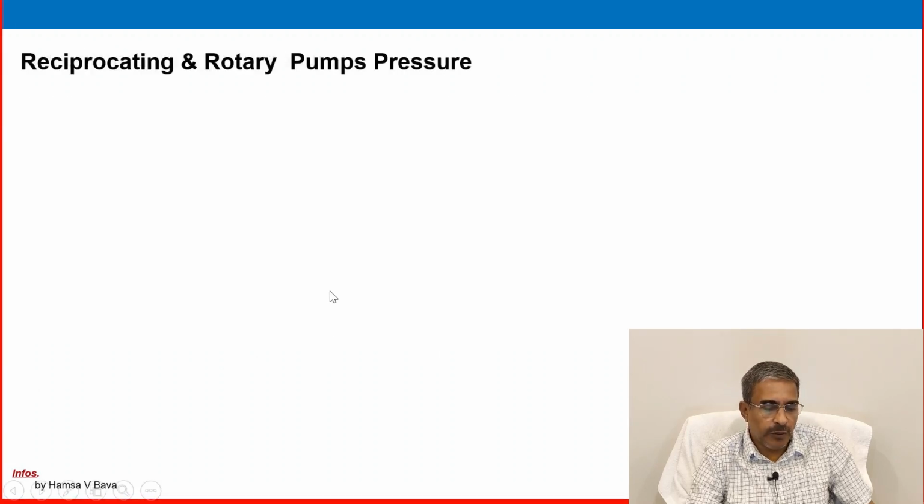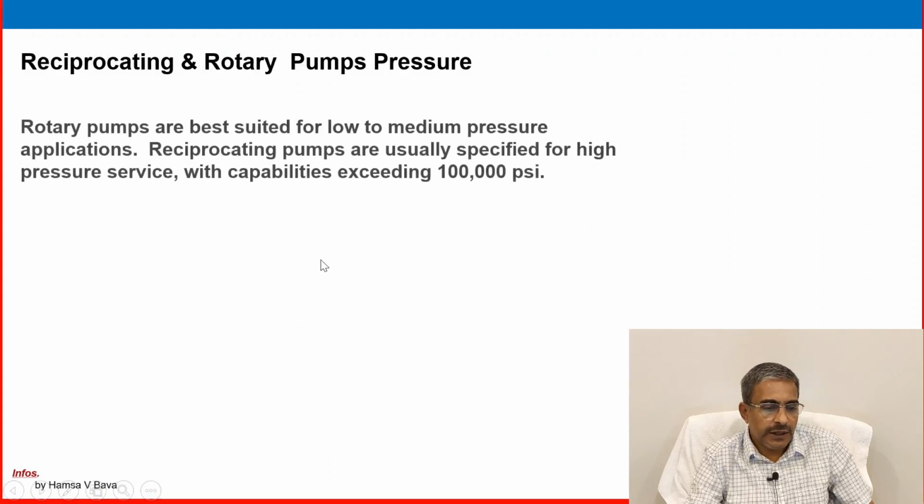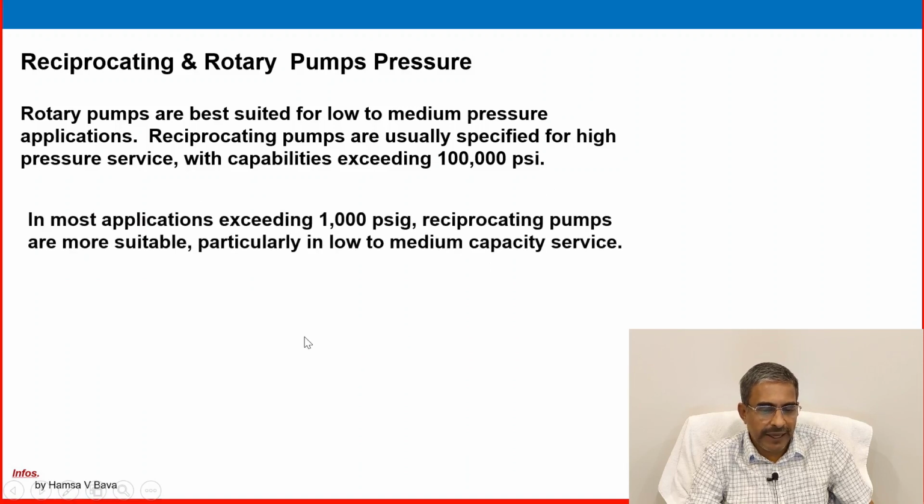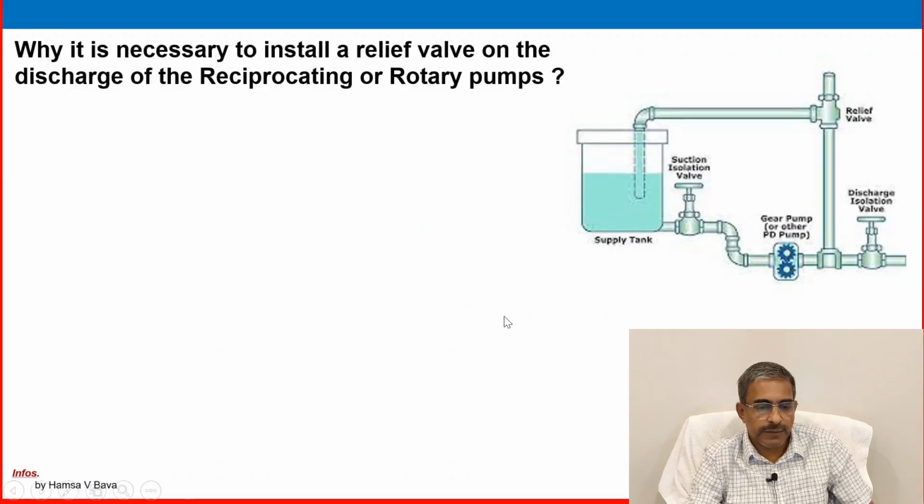Reciprocating pump or positive displacement pump pressure. Rotary pumps are best suited for low to medium pressure applications. Reciprocating pumps are usually specified at higher pressure services with capability of exceeding 1 million psi. In most applications exceeding 1000 psi, reciprocating pumps are more suitable, particularly in low to medium capacity services.